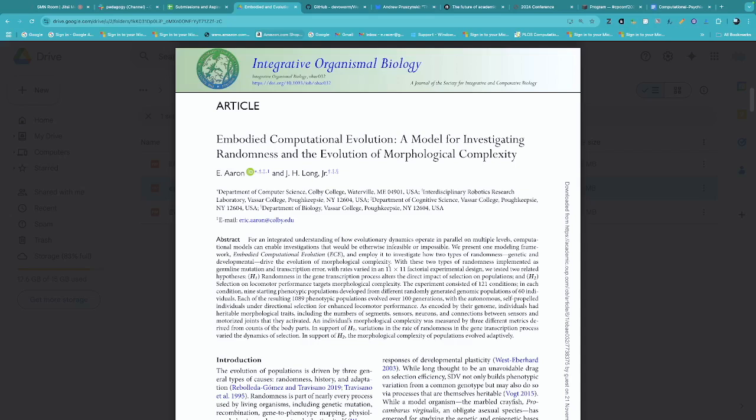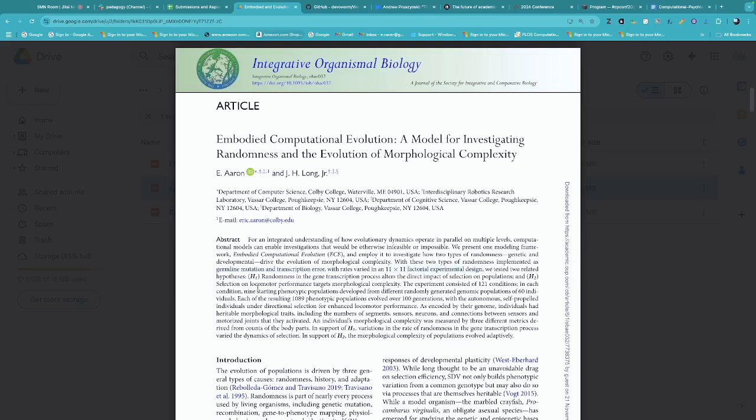So this is kind of like what we were dealing with in the first paper. We have gene expression, we have genetic randomness, we have developmental randomness, which they'll describe in the paper. But basically, those two things together, the genetic aspect, and then of course in the assembloids, we have this developmental randomness that occurred from these cells assembling into these collectives. With these two types of randomness implemented as germline mutation and transcription error, they're defining these two sources of randomness, with rates varied in an 11 by 11 factorial experimental design.